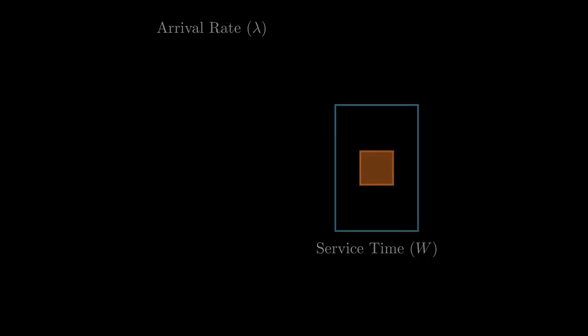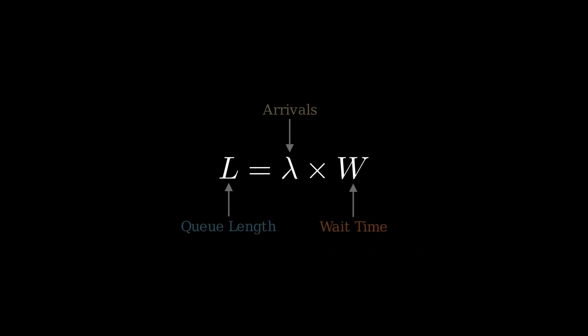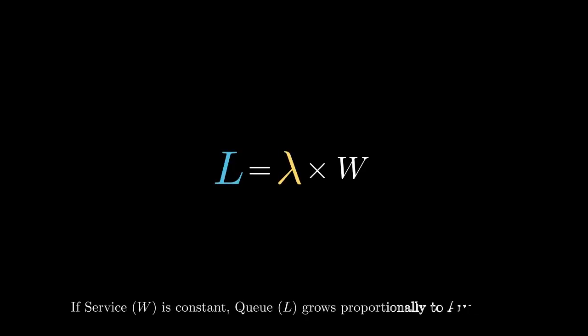Little's law states that the queue length, L, is simply the product of your arrival rate and the average wait time for each request. If your service speed stays constant, then as you get more arrivals, your queue will inevitably grow to compensate for the traffic.